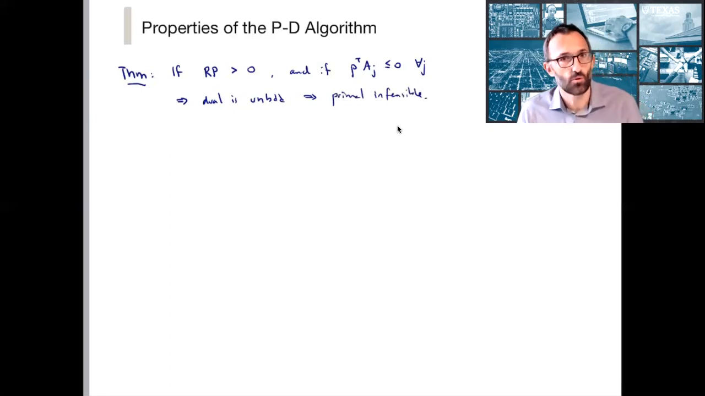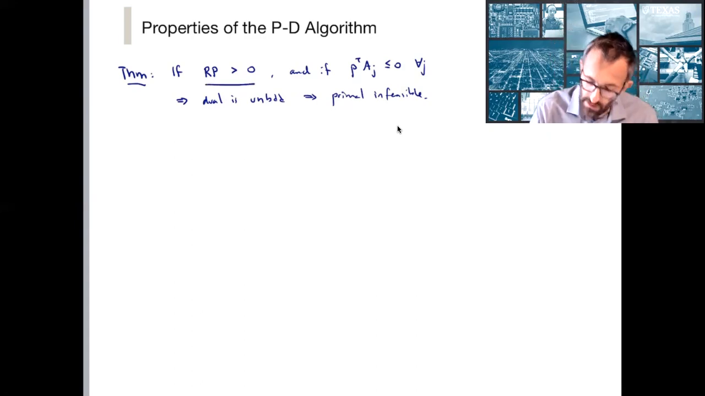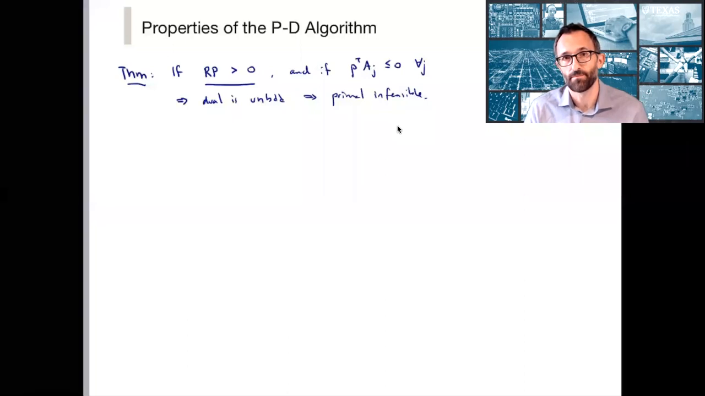And this really follows directly from what we said on the previous slide. If P bar transpose AJ is less than or equal to 0, then you can let theta go to infinity, and the new cost of the dual is going to be P new transpose B, which is P plus theta P bar, all of that transpose B. But we know that P bar transpose B is strictly positive because that's exactly this statement plus strong duality. Okay, so we've got that.